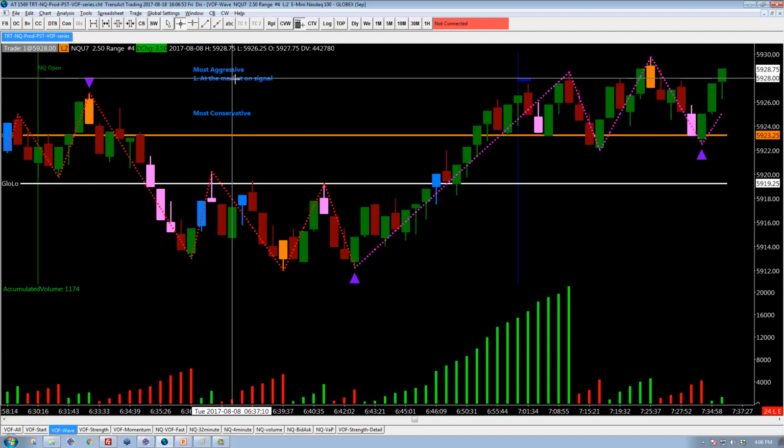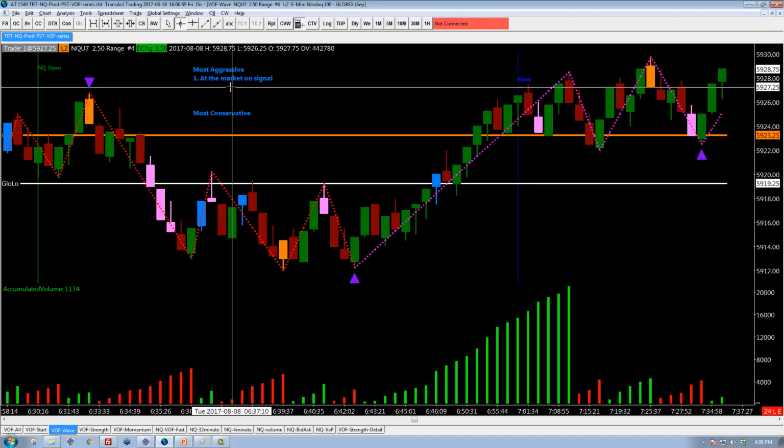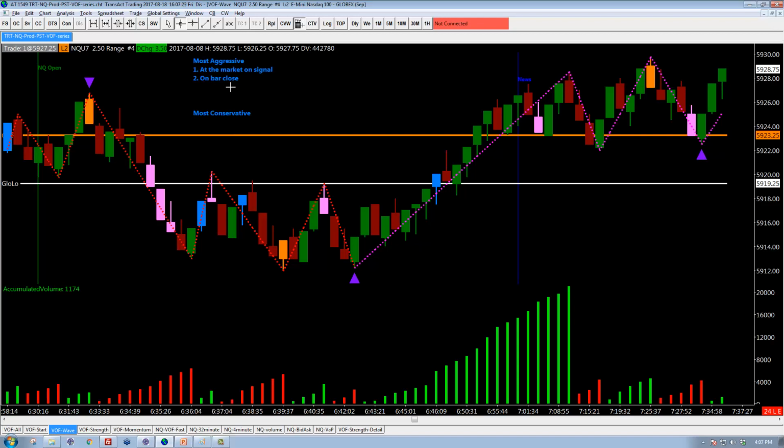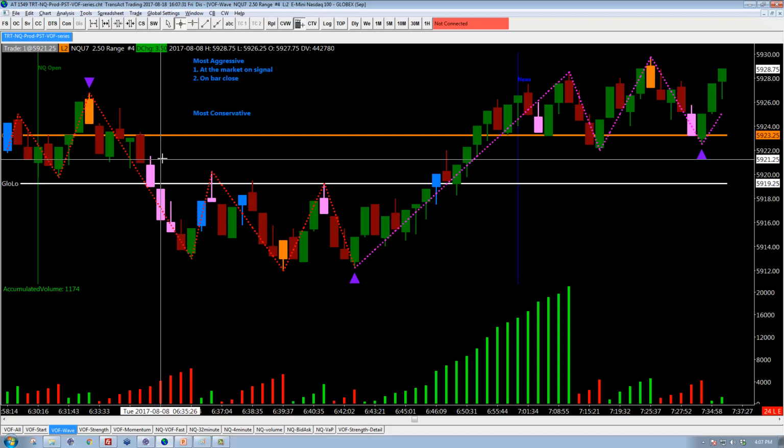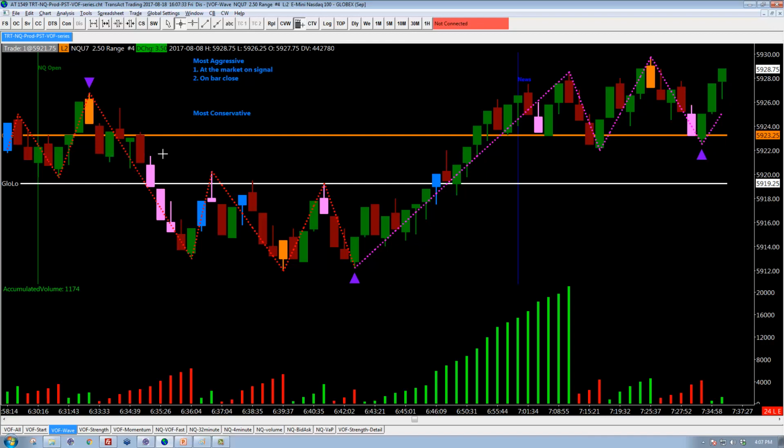So the second aggressive entry is to wait for the bar to close and then enter. So the bar closes and then I place an order. And the order that I'll place is I'll go one tick back so that my 10 tick stop is one tick above the bar. So that's here. The stop will be here. My entry, the order would be placed right there. You can see that in this case, I would miss it.